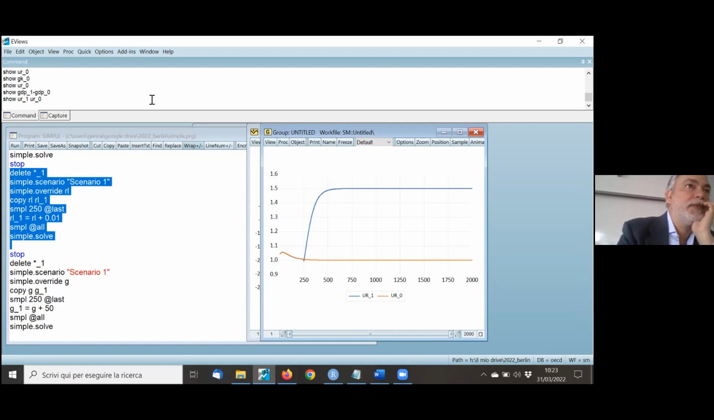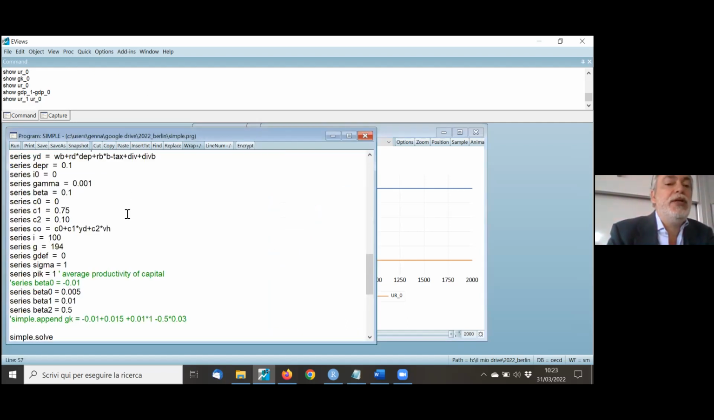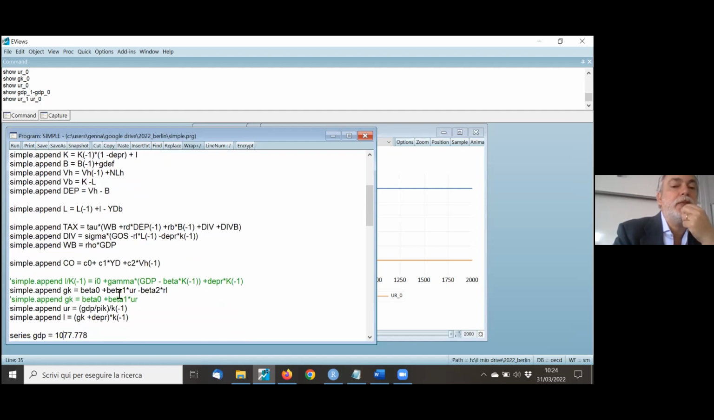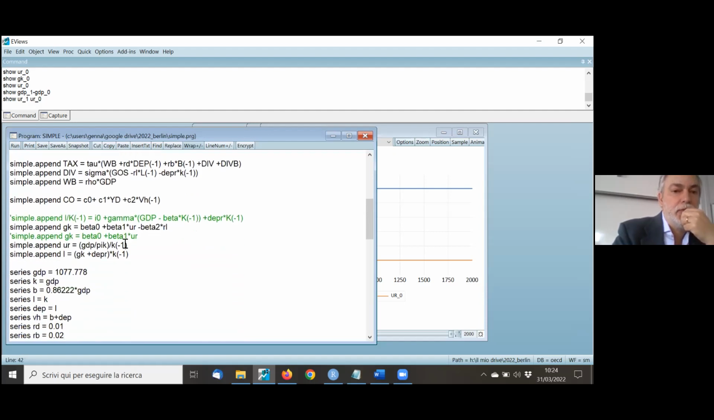The point is, since the interest rate is now larger, the equation is saying that you reach steady state in here. For a larger RL and the same GK, UR must be higher. Okay. So there's a permanent drop in the stock of capital relative to GDP.